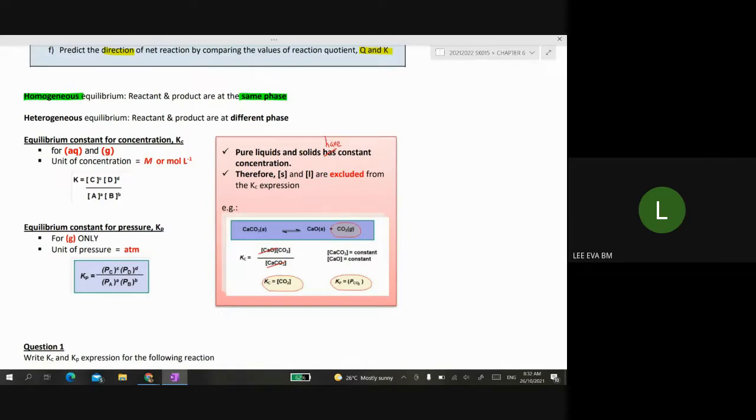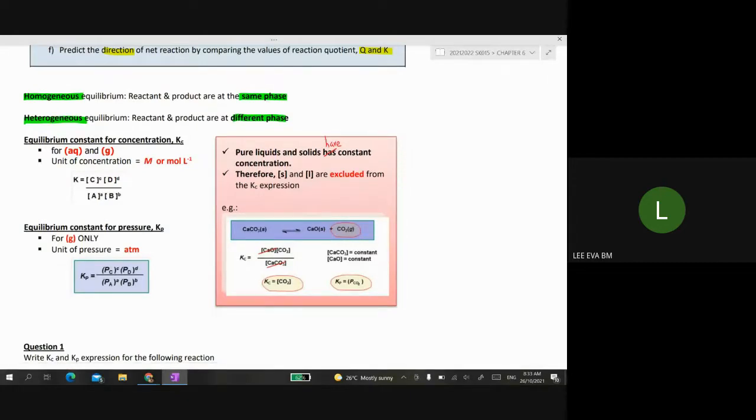Okay. Then the second one, we have the heterogeneous equilibrium. It refers to reactants and products all being in different phases. Maybe you have one gas, another two will be solid, or you may have one gas, one solid, one liquid, and then another one back to gas. So it is a mixture of the three phases. Okay, so heterogeneous means that they are in different phases.